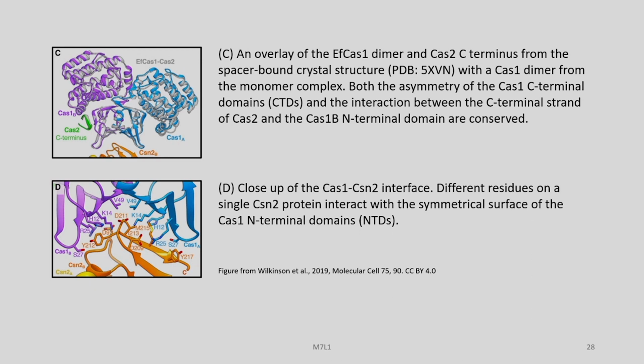Both the asymmetry of the Cas1 C terminal domains and the interaction between the C terminal strand of Cas2 and the Cas1 B and terminal domains are conserved over here. This is a close up of the Cas1 CSN2 interface. Different residues on a single CSN2 protein interact with the symmetrical surfaces of the Cas1 and terminal domains.